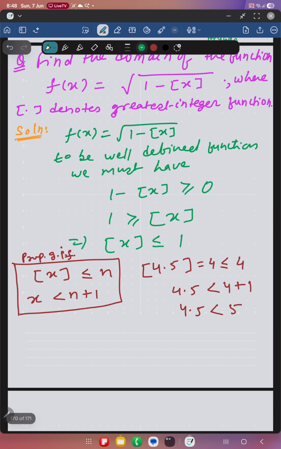So the greatest integer function of x less than or equal to 1 implies x will be less than 1 plus 1. That means x will be less than 2. Therefore the domain will be, now it is very clear, minus infinity to 2, an open interval because 2 is not included. Okay, thank you.